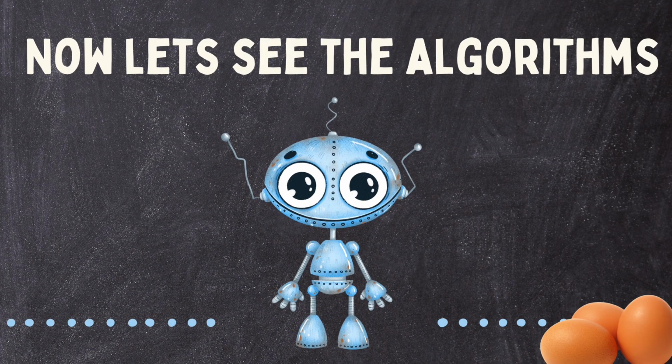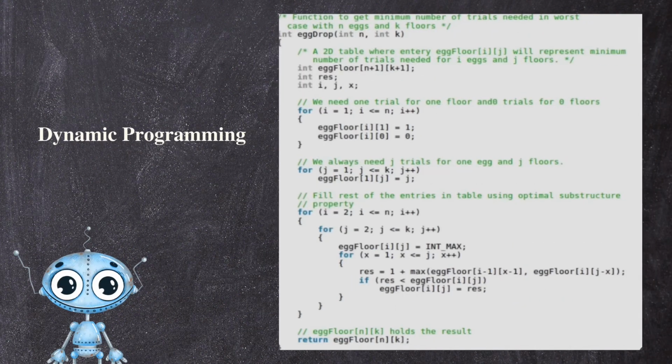Let us take a look at the dynamic programming function to get the minimum number. In the worst case, eggFloor is our array, res is the result variable, and i, j, x are iterations. We need 1 trial for 1 floor and 0 trials for 0 floors. Similarly, this is our second condition, that we always need j trials for one egg and j floors. Now we will fill the rest of the table entries using the optimal substructure property. For each state x, we will break into two parts: where the egg breaks and the egg doesn't break. This condition is to check the minimum of all the values that we have got. Then the res value is updated.